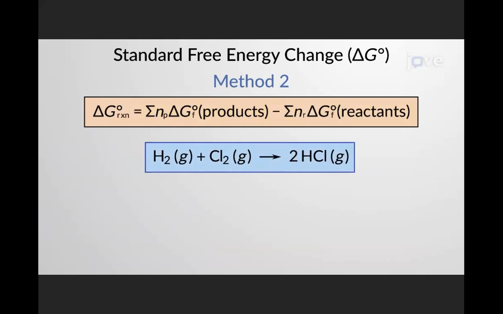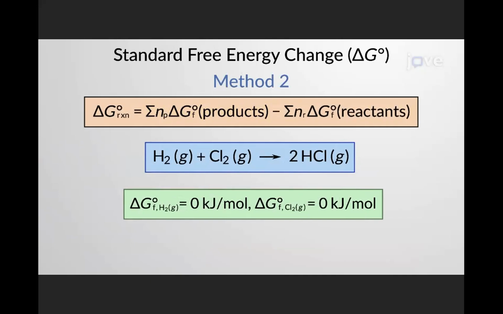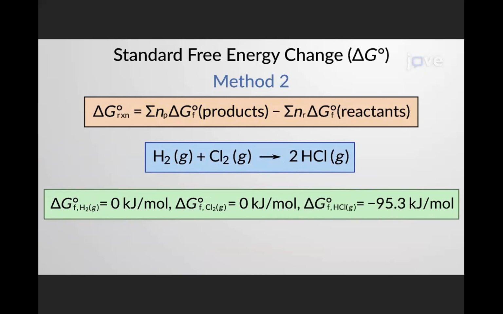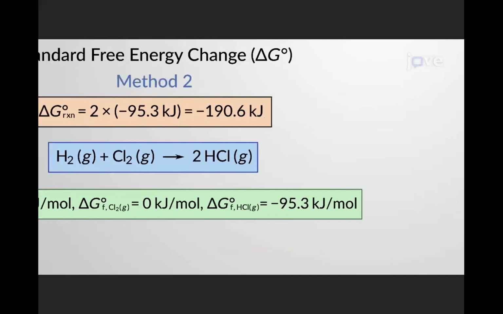Take, for example, the reaction between hydrogen and chlorine gases to form 2 moles of hydrogen chloride gas. Like the enthalpy of formation, the standard free energy of formation of a pure element is 0. Thus, the free energies of formation of hydrogen and chlorine gases are 0, while that of hydrogen chloride gas is negative 95.3 kilojoules. So the free energy of this reaction equals 2 times the free energy of formation of hydrogen chloride gas, or negative 190.6 kilojoules.